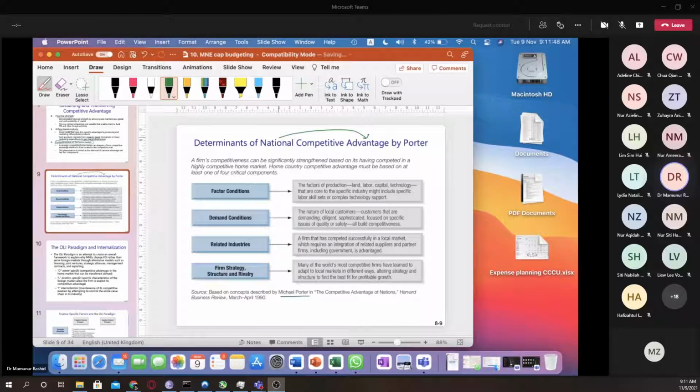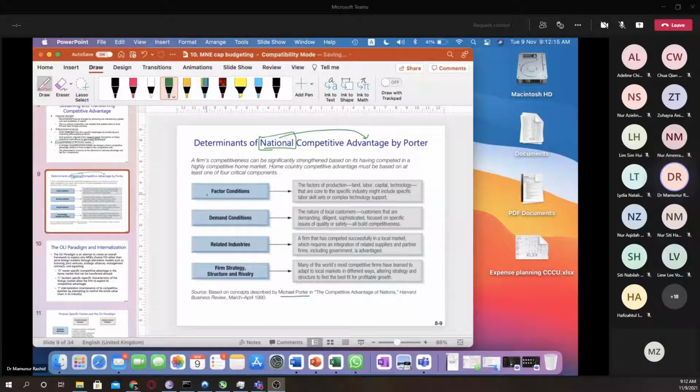This is related to four strategies: factor conditions, demand conditions, related industries, and firm strategy, structure, and rivalry. Based on these, you would be able to produce a framework for your company, whether you have a specific competitive advantage or not. These are not at the corporate stage, but at the national, country, or regional level.